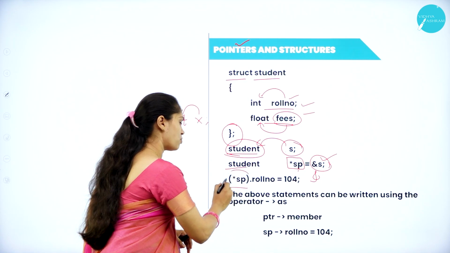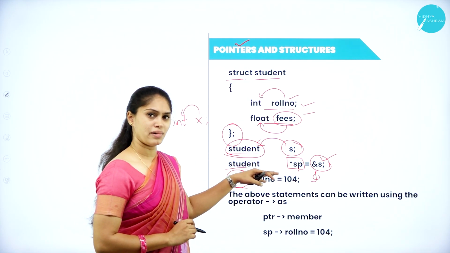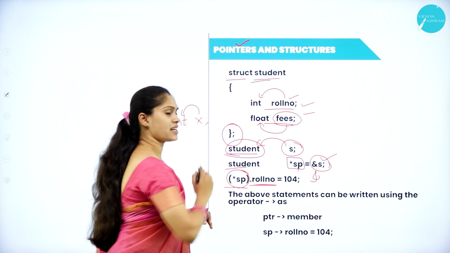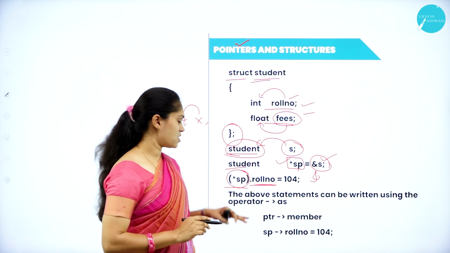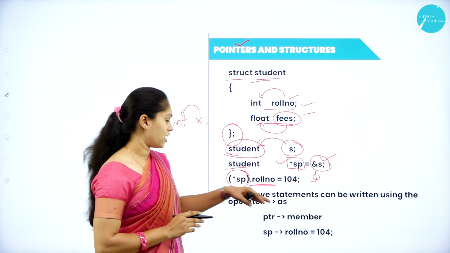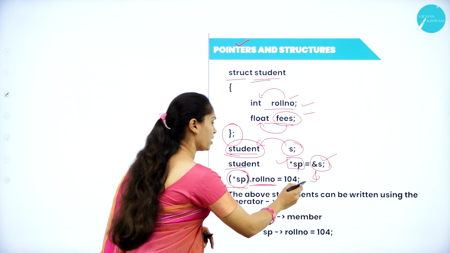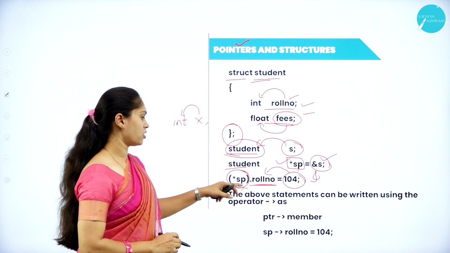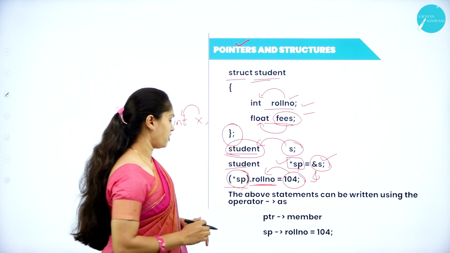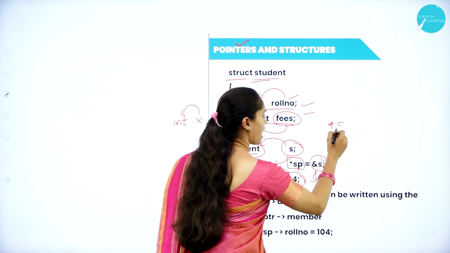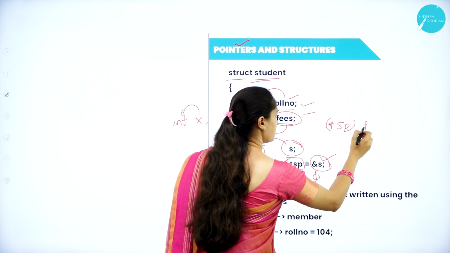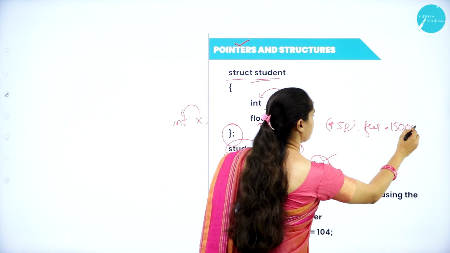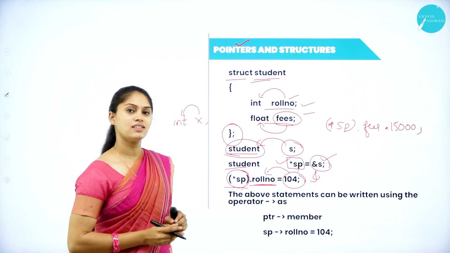So with the help of this pointer variable, I am accessing the roll number. I am assigning some value to the roll number. Roll number is a variable of the structure student, but with the help of this pointer variable, I am accessing it. So what I am doing here, I am assigning 104 to roll number. Can I do the same thing for fees? Yes, we can. That is sp dot fees is equal to, I can give any value to this fees. I am going to take 15,000 as the fees, at last a semicolon.